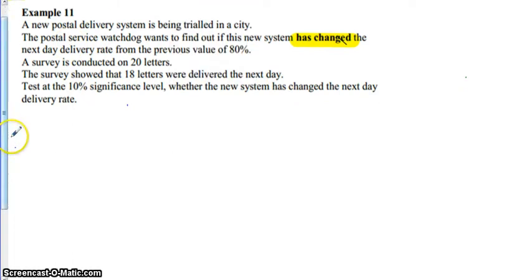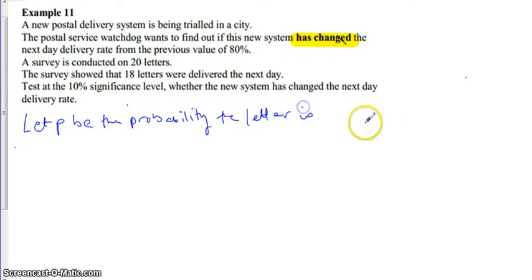Right, so let's start by defining P. So we'll say let P be the probability the letter is delivered the next day.